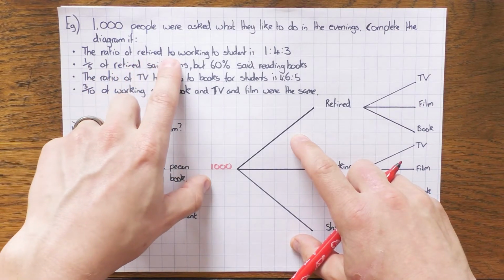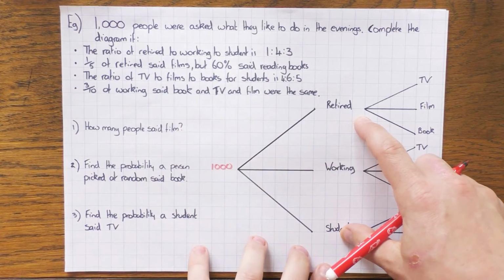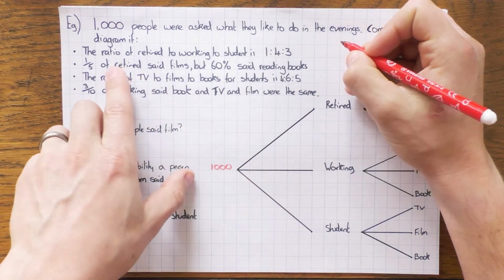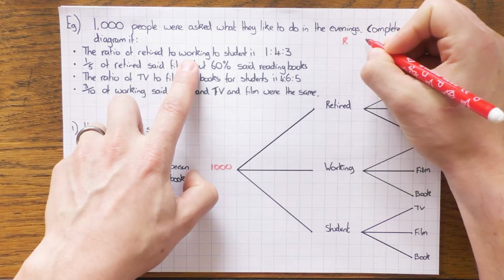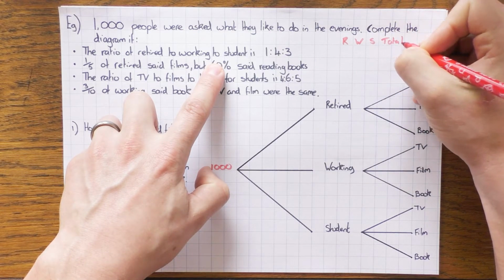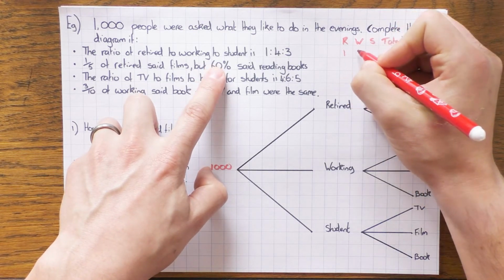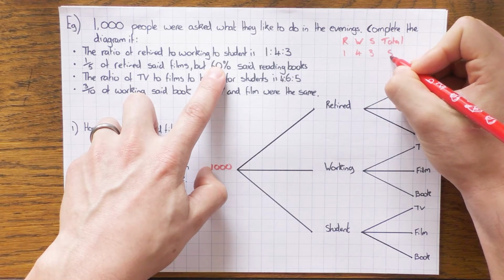The ratio of retired to working to student is 1:4:3. So again, it's a ratio and we'll draw a table. I'm going to use R for retired, W for working, S for student, and then of course we need our total. We've got 1, 4, 3, which gives us a total of 8.